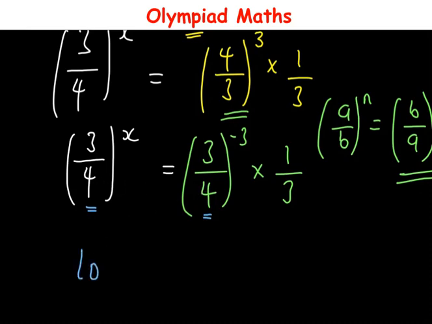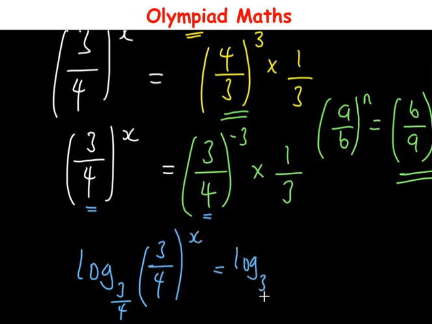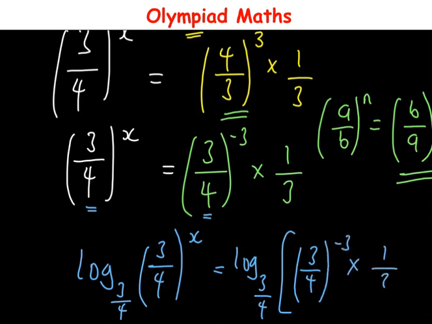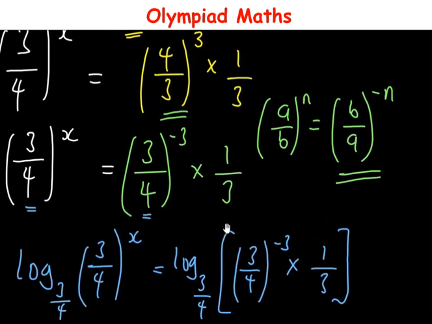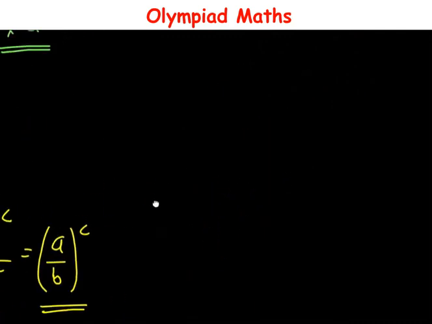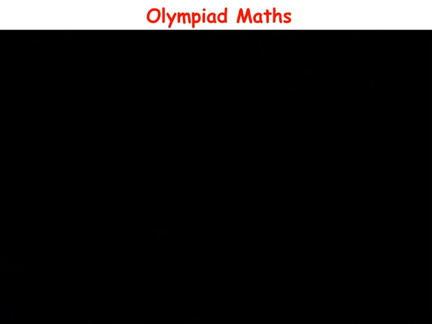This becomes logarithm of base 3/4 of (3/4)^x equals logarithm of base 3/4 into brackets, we have in brackets (3/4)^(-3) times 1/3. So solving this further, let us write this over here.